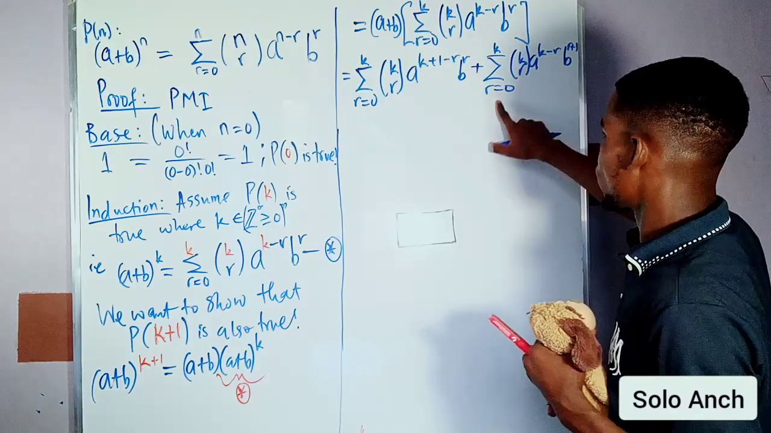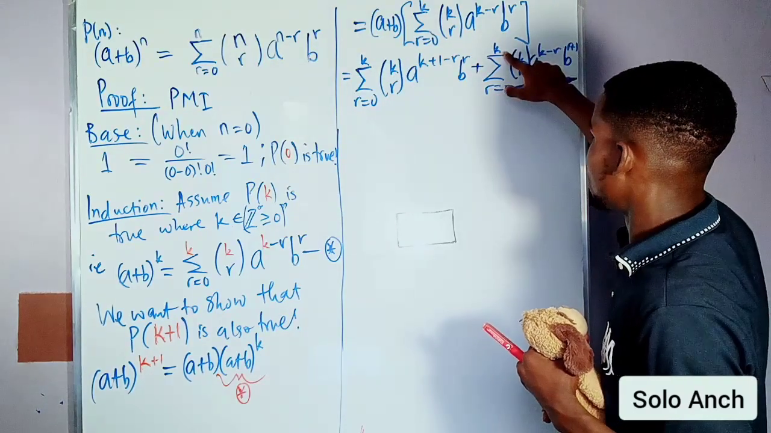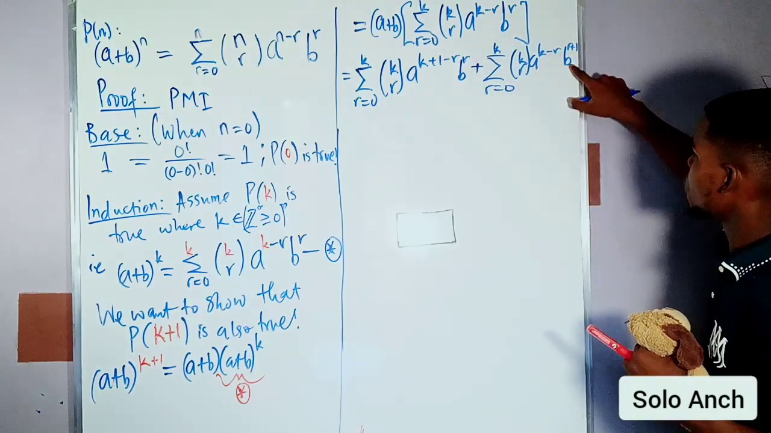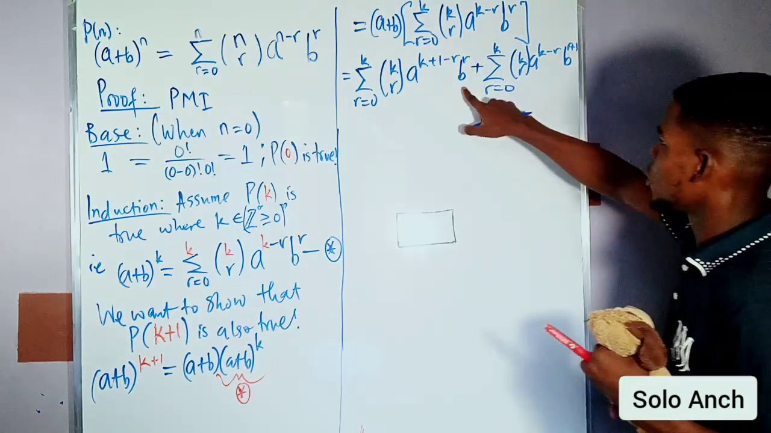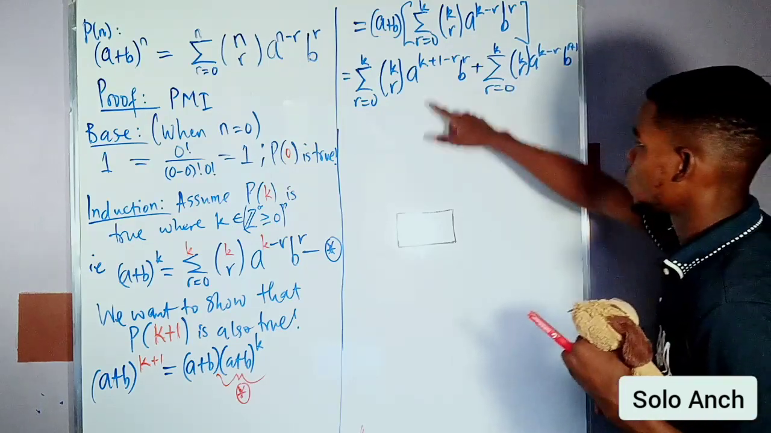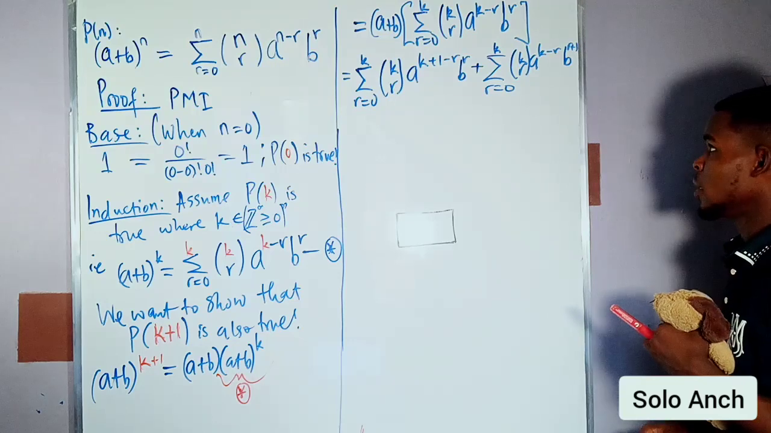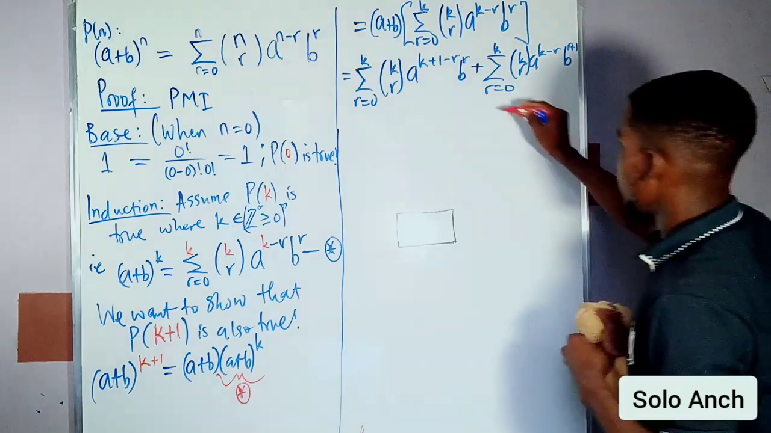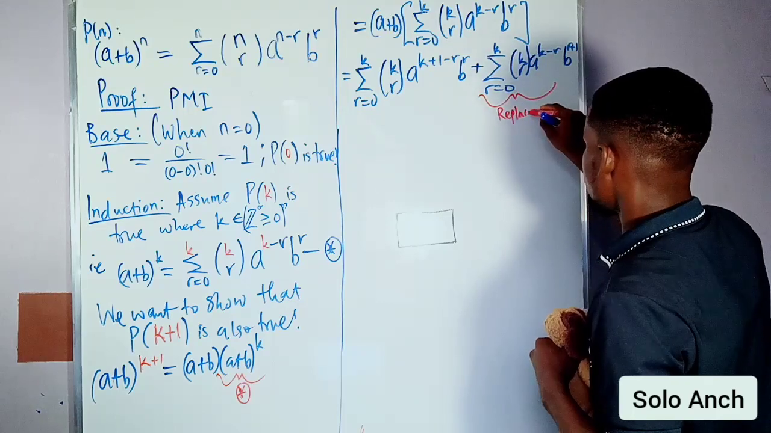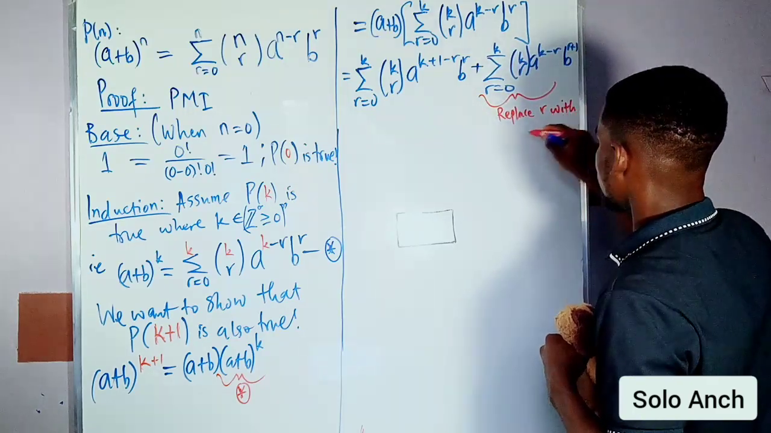And by combining these two sums, we want to get this term. This is b raised to the power of r plus 1. This is b raised to the power of r. So let's get the b's to have the same power and the a's as well to have the same power to be able to combine. And that will be by replacing r here. We replace r with r minus 1.